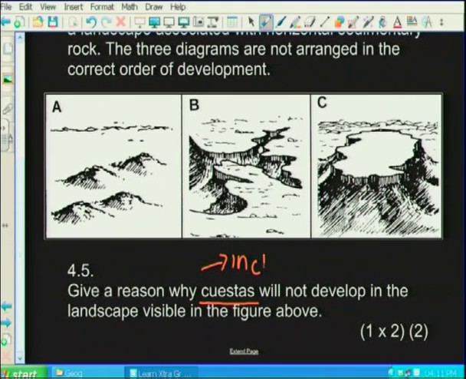A cuesta is an example of inclined strata. Okay? You cannot have inclined strata forming in the same area as where we have horizontal strata. So a cuesta will not form in this area because a cuesta is in a form of inclined strata, and the diagrams given above are examples of horizontally layered strata. So that's your answer for 4.5.